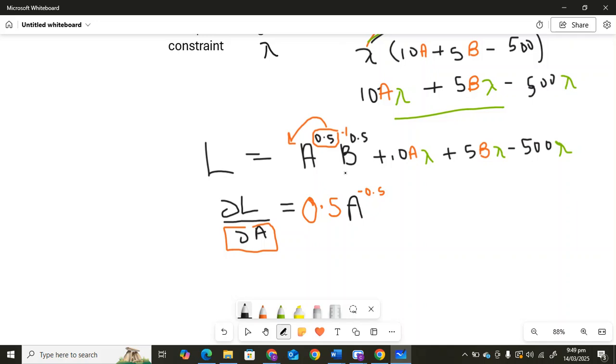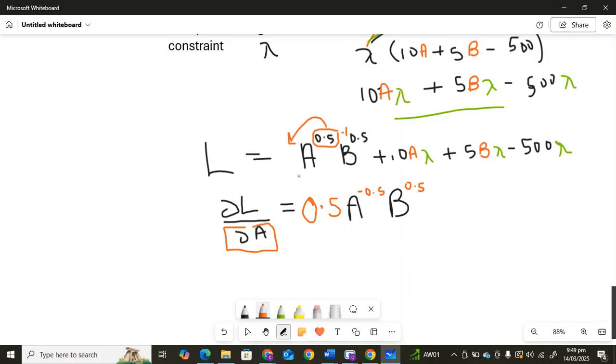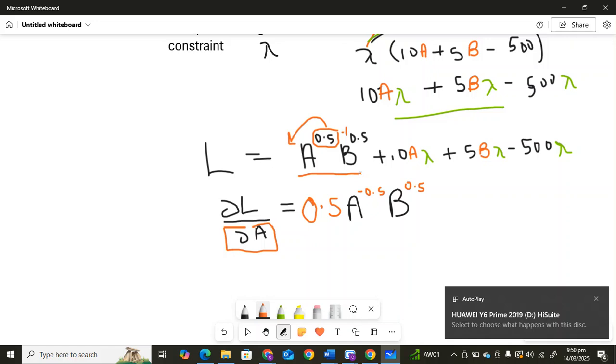This b remains as it is. Since the a and b are attached, the b doesn't disappear. If it was a plus b, the b would have disappeared. But whenever variables are attached, you leave the other variable. So this b will just remain b to the power 0.5. So we've derived the first term here, and it has given us this.